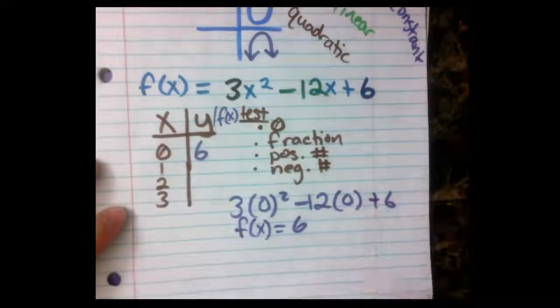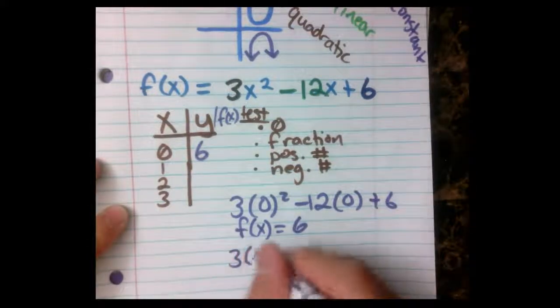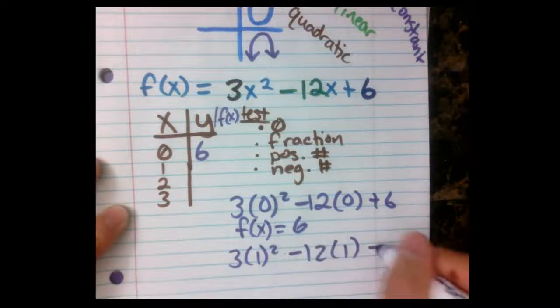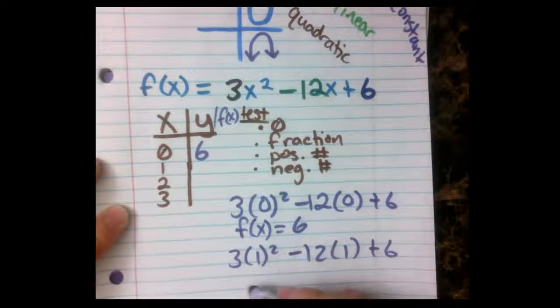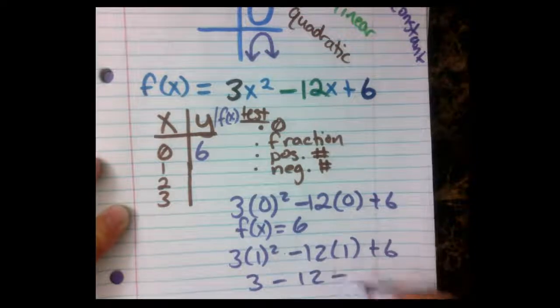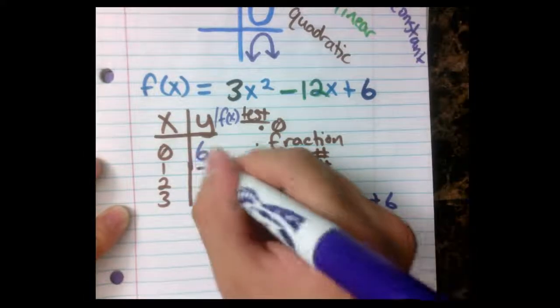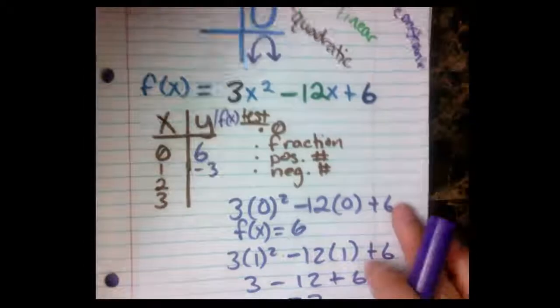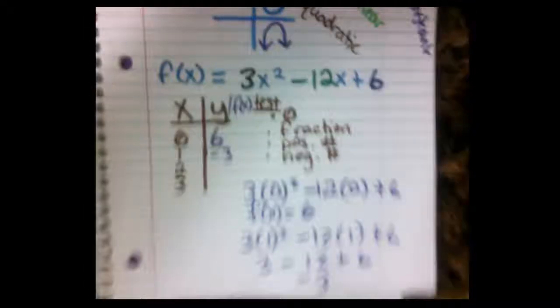You're going to do this the same way. So 3 times 1 squared minus 12 times 1 plus 6. And 3 times 1 is just going to give you 3. Minus 12 times 1 is going to give you negative 12. And then plus 6. 3 plus 6 is 9. Minus 12 is that negative 3. So you're getting a negative 3 value for your 1. Okay, so 3 plus 6 gives you that 9. Minus 12 is negative 3. Oh, you guys can't see that. Let me go ahead and raise this camera just a touch.